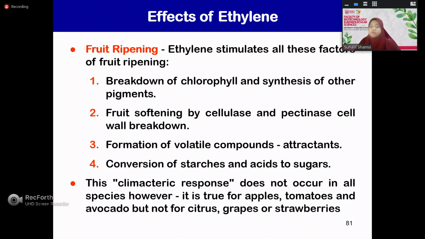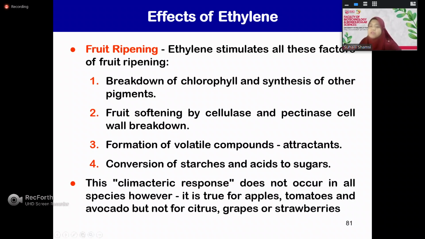The accumulation of starch over the early stage of climacteric fruits development may be a key issue as starch can be converted to sugar after harvest. So what does this mean? It means that in the environment or in our surroundings, there are two types of fruits. We have climacteric fruits, we have non-climacteric fruits.